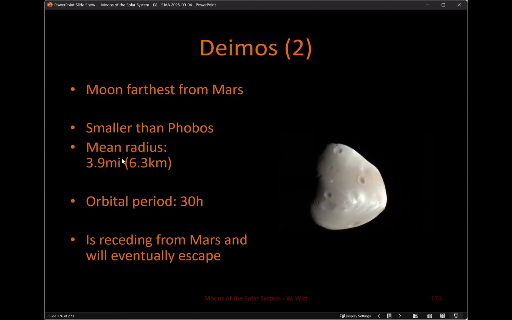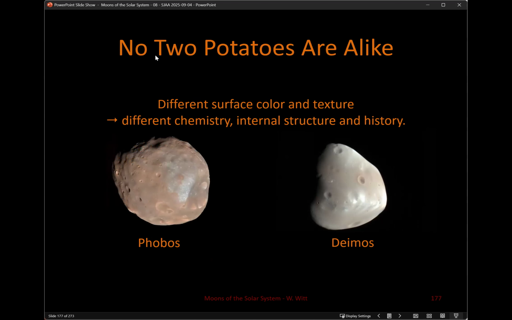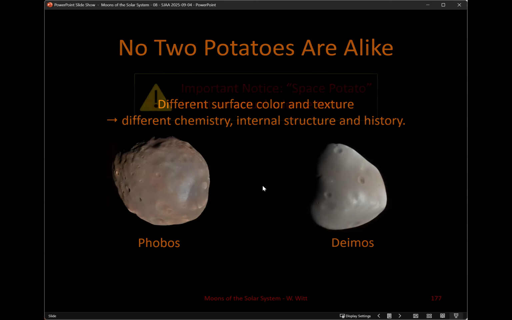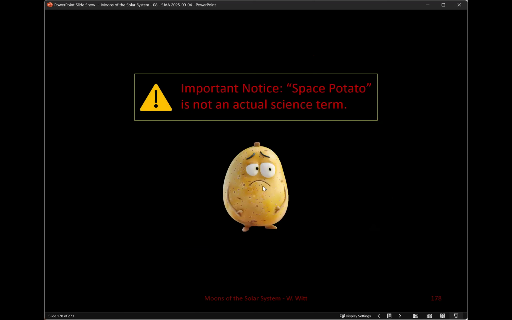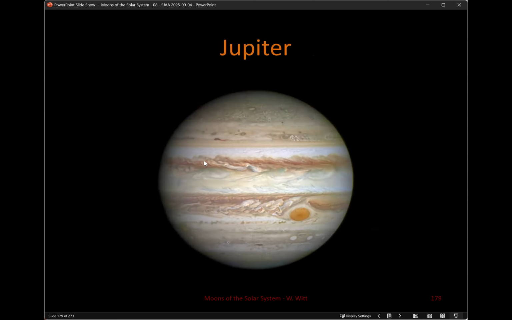It's farther away from Mars, a little smaller than the first guy, takes longer to go around Mars, and is receding from Mars and will eventually escape. So no two potatoes are alike, right? Different surface color and texture here suggest different chemistry and internal structure. All these things have a lot of interesting details about them. I should point out that space potato is not an actual science term, but I'll use it a lot here. Please don't go telling people later that I taught you all about space potatoes.